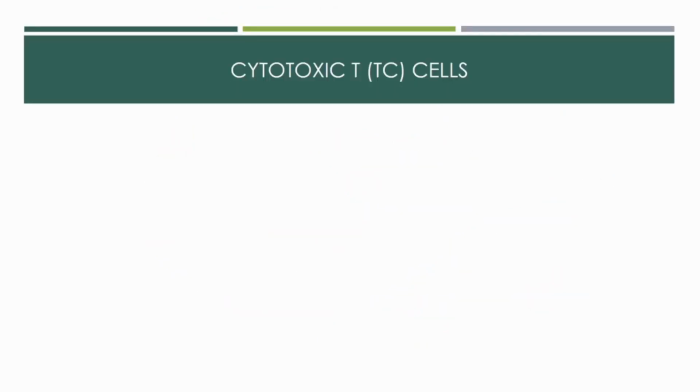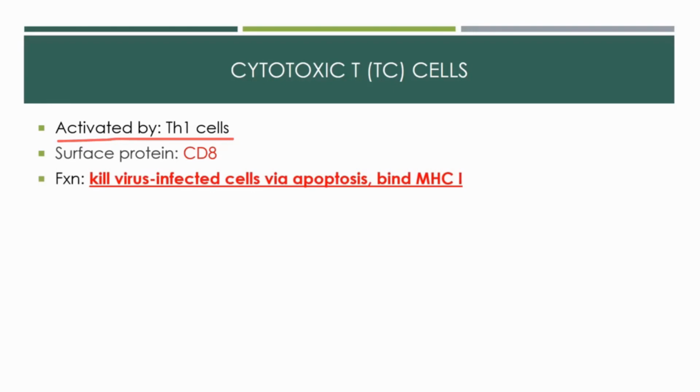So helper T cells have kind of dominated the discussion so far because there are so many different kinds. But let's talk for a minute about the other major type of T cell, the cytotoxic T cell. Cytotoxic T cells, as we've recently learned, are activated by Th1 helper T cells. And we've also already established that they're CD8 positive. And they use CD8 to help them bind to MHC class I on virus-infected cells.